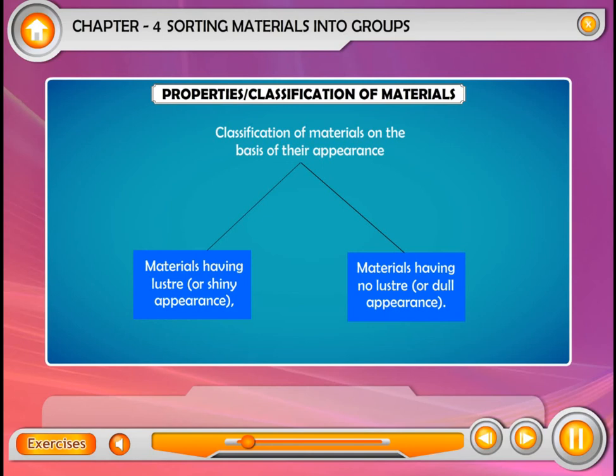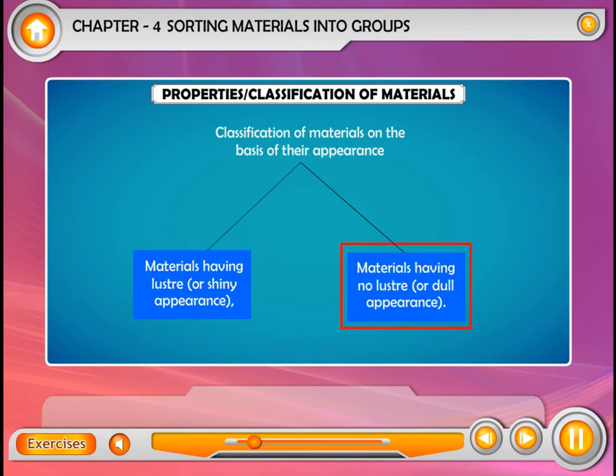1. Classification of materials on the basis of their appearance. On the basis of their appearance, all the materials are classified into 2 groups. 1. Materials having luster or shiny appearance, and 2.